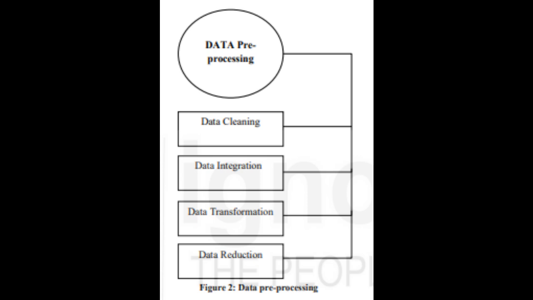Incomplete data can be caused by a variety of circumstances. Certain properties, such as customer information for sales transaction data, might not always be accessible. It is likely that some data was omitted since it was not thought to be important at the time of input. A misinterpretation or malfunctioning technology could prevent the recording of essential data.